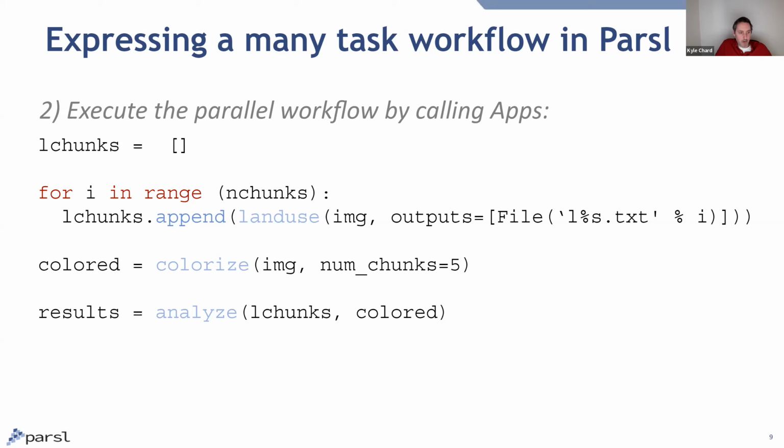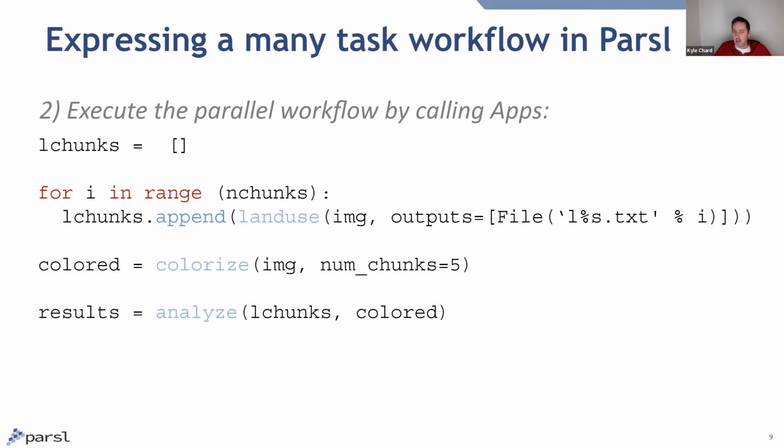Essentially here, we've got a for loop, we can have branches in it. The first thing we're doing is running a bunch of chunks, running over a range of input data. We're calling this land use app, which is just a function call with the image input. And for each one, we produce a unique file output, just indexed by number. We append that to a list. The second thing we're doing is running that colored app, which in this case is just one call to it, where we're saying run the image and produce 5 chunks.